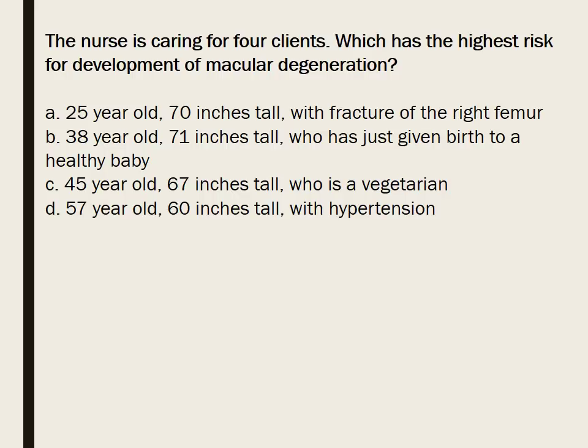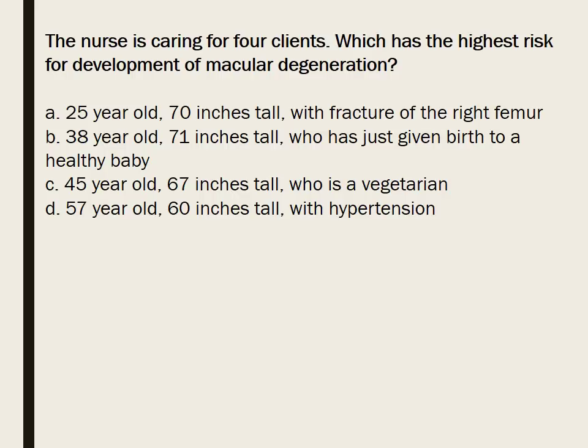Okay, so remember, anytime you're looking at a comparison between different clients, we want to count the number of risk factors that are present. Most of the time you're given options where multiple clients have risk factors, so our job is to choose the one that has the highest risk. So the answer here is D, the 57-year-old, 60 inches tall with hypertension.